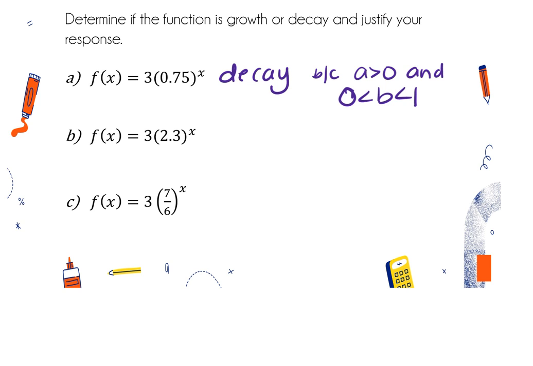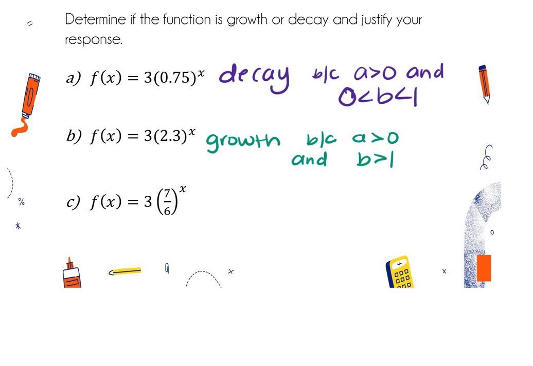Go to B. What's true about my base? Bigger than 1. So exponential growth or decay? Growth. Because A is greater than 0 and b is greater than 1. Good.